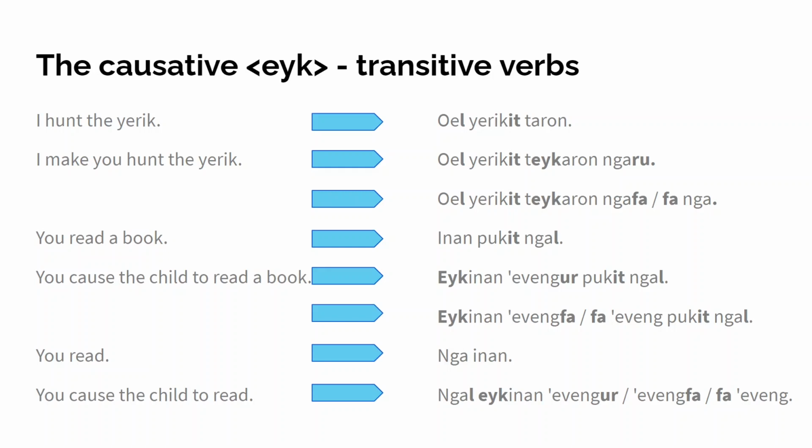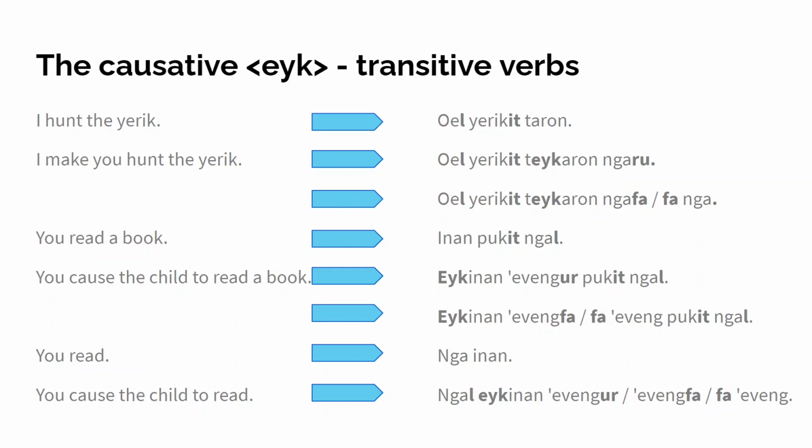You read a book. Inan pukit ngal, a normal transitive sentence. If I now want to say something like, you caused the child to read a book, then, like before, you put the eik infix into the verb, or in this case before the verb, because of the strange infix positions of inan. Eikinan, evengur, pukit ngal, or again we can use fa. Eikinan, eveng fa, or fa eveng, pukit ngal.